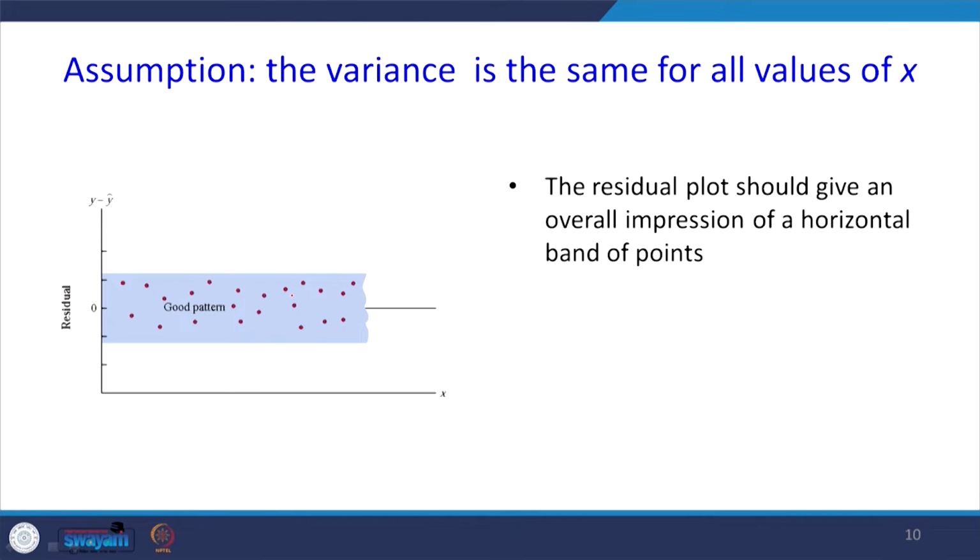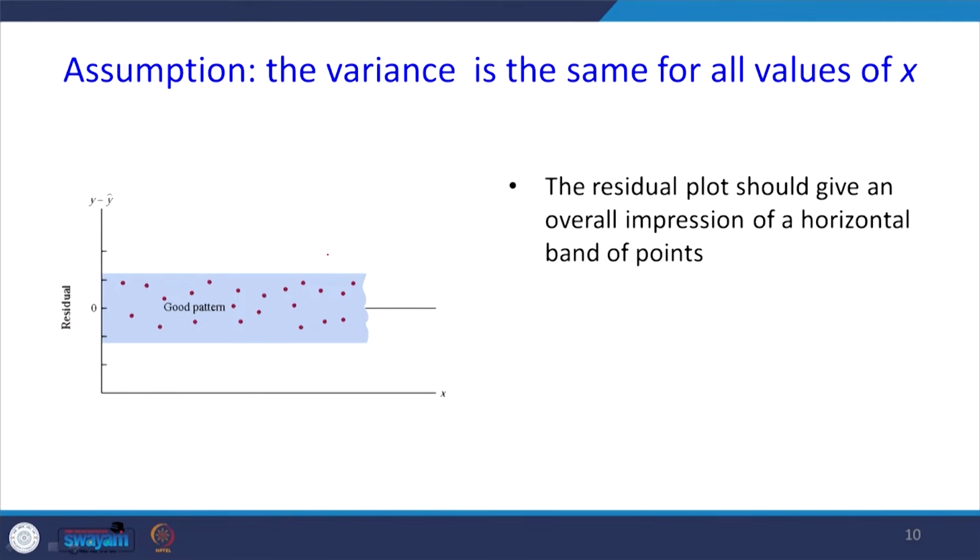So, one assumption is that the variance is the same for all values of x. Now, in this figure, it is looking like a rectangle shape, that means this assumption is valid, it is a good pattern. What does this graph imply? The residual plot should give an overall impression of a horizontal band of points. That means even though the x value is increasing, the variance is the same. So, then we will get a horizontal band of points.